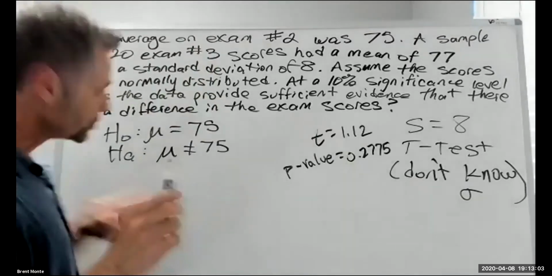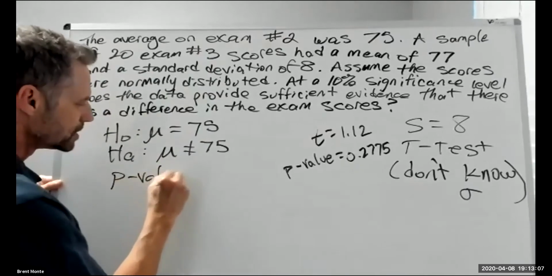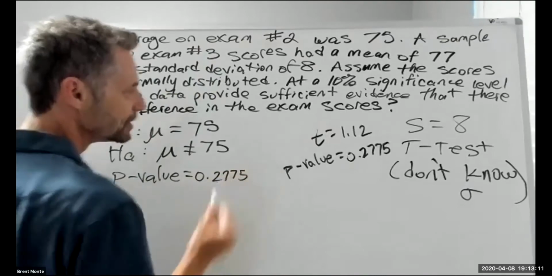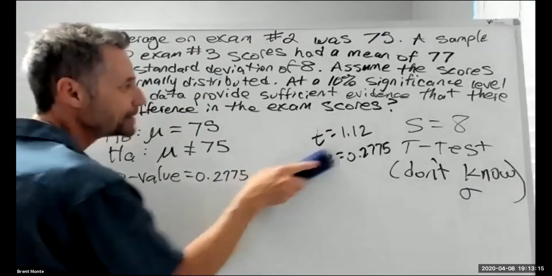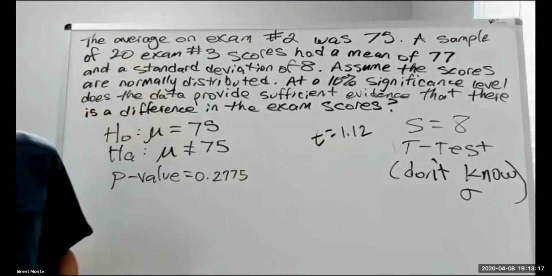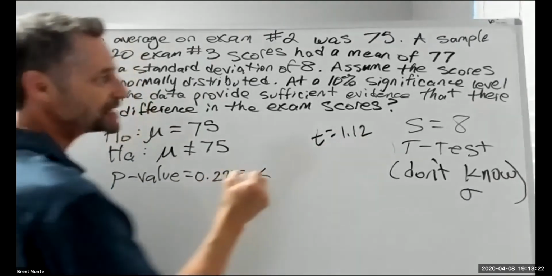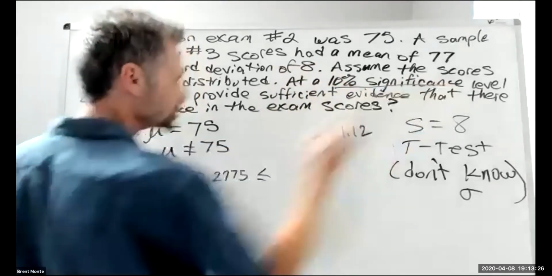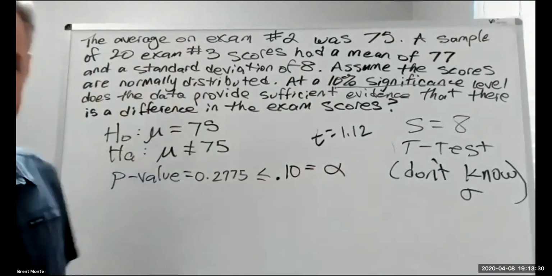So here we go. The idea is we compare the p-value, which in this case was 0.2775. I'll erase this because now it's in my way. We're going to compare that. We want to see if that's less than or equal to my significance level, which it says up here was 10%. So 0.10, which is alpha, my significance level.